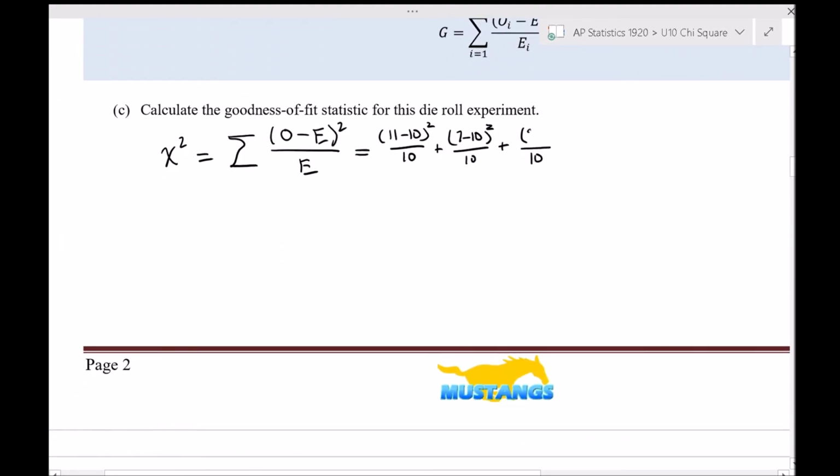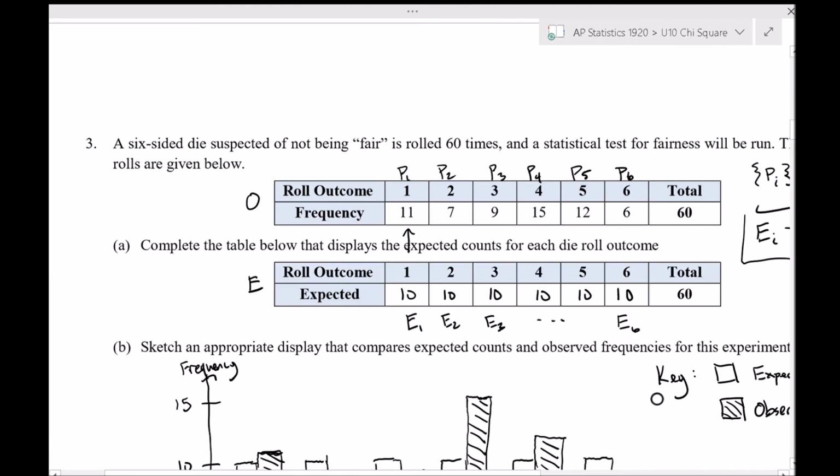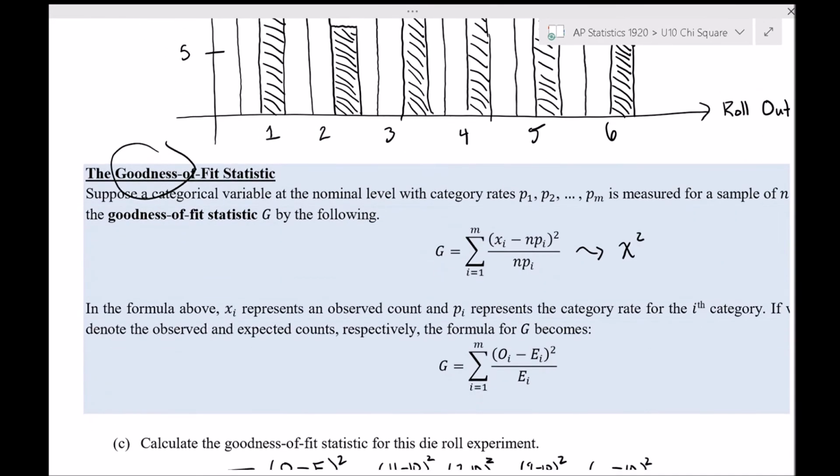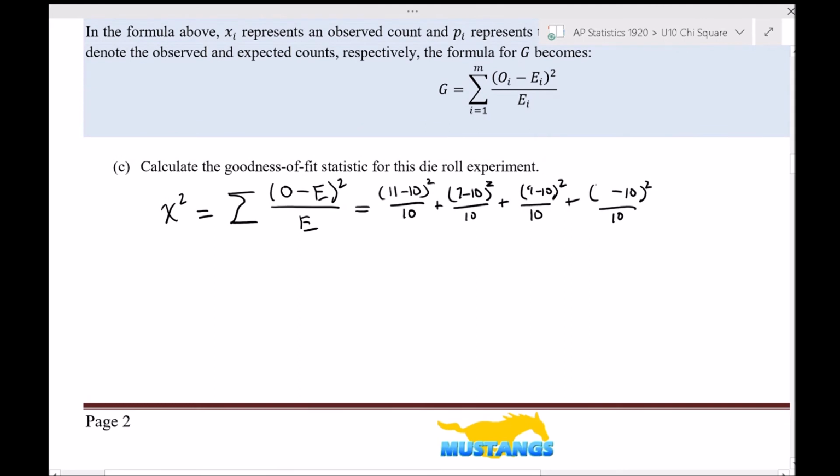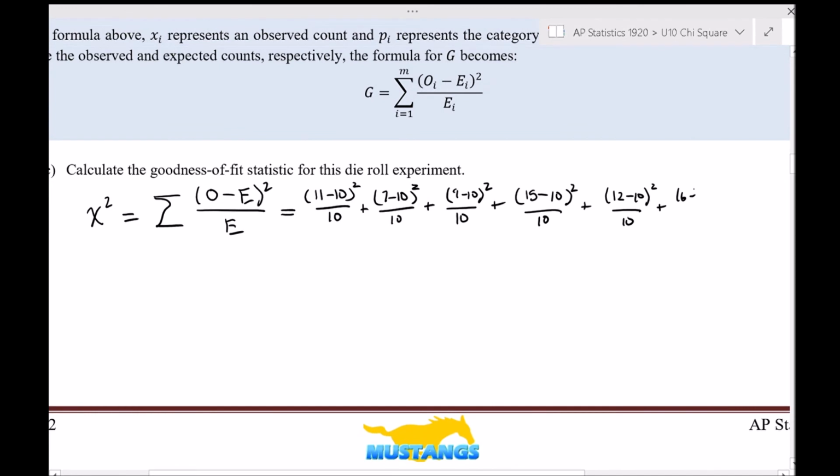So 9 minus 10 squared plus, it's something minus 10 squared over 10. So what's the next number? The next number is 12. Oh, did I get that wrong? No, I didn't get that wrong. I'm barely on the 4th one. I thought I was already in the 5th one. Next one's 12 over 10. I think the last one was 6 minus 10 squared over 10.